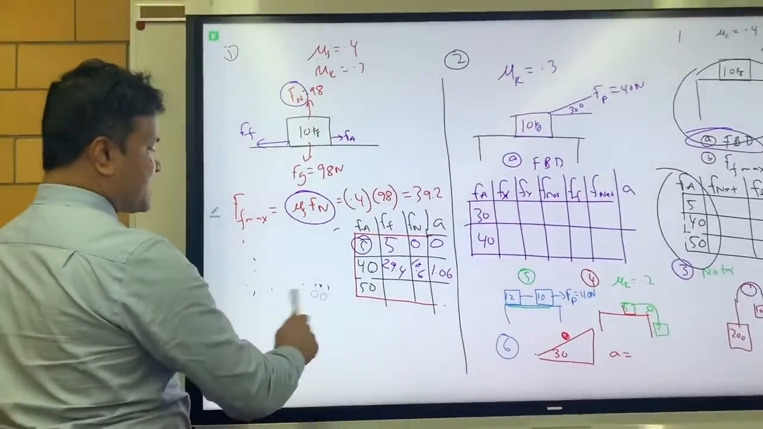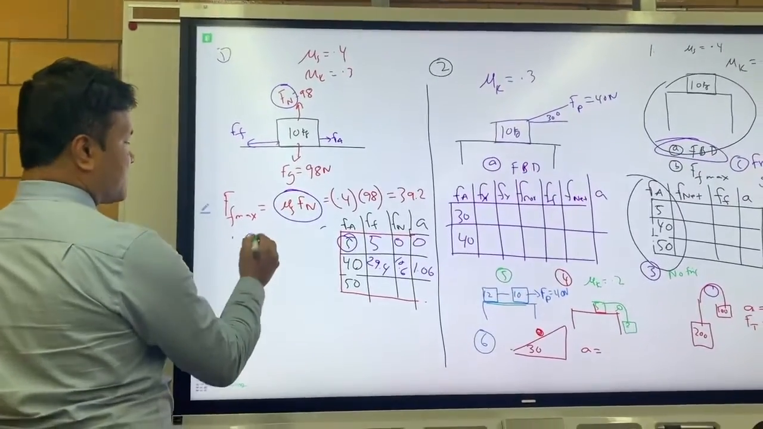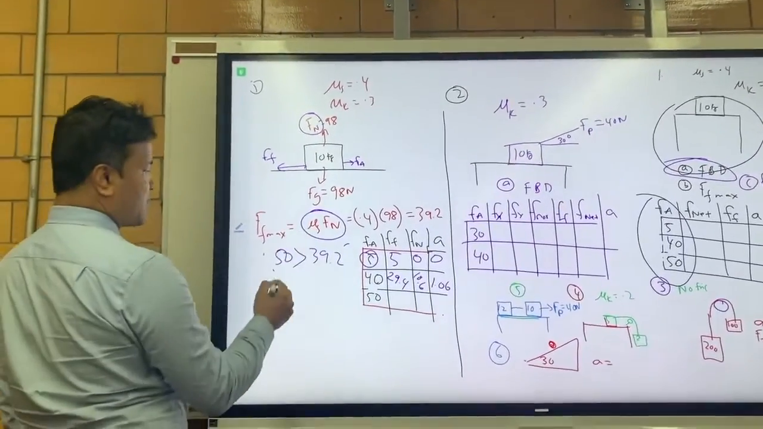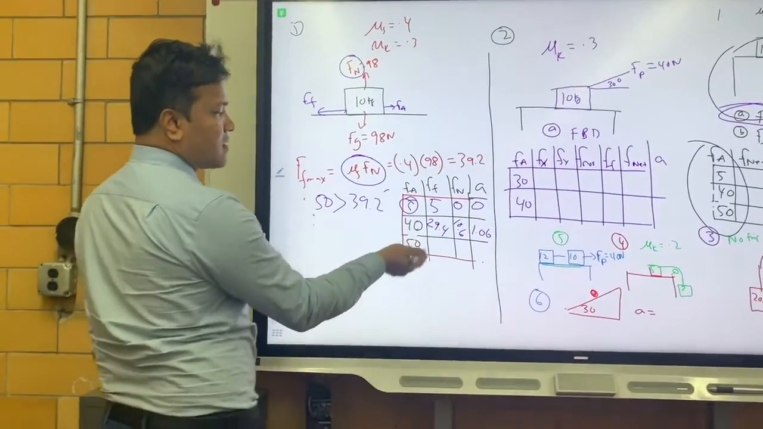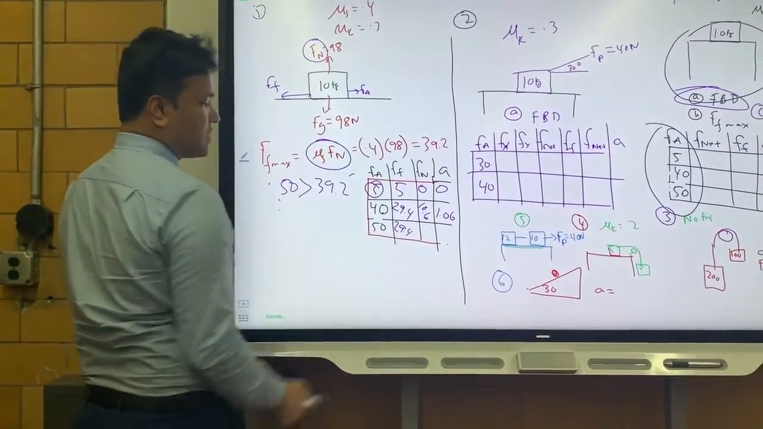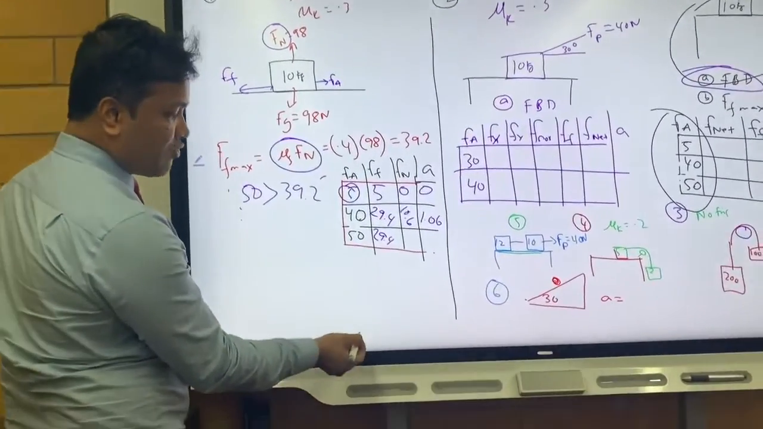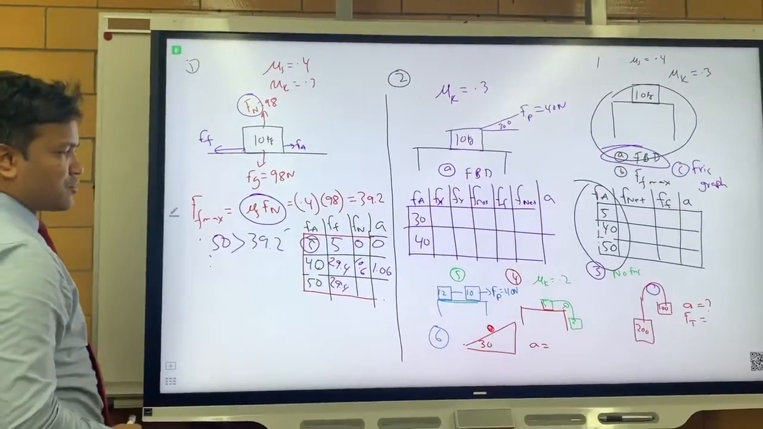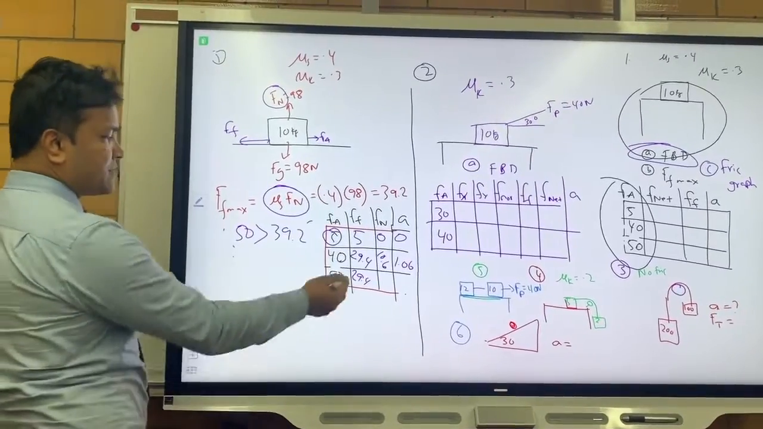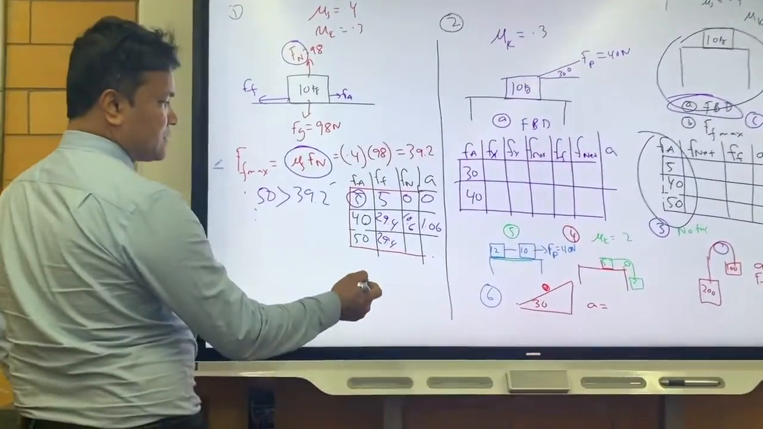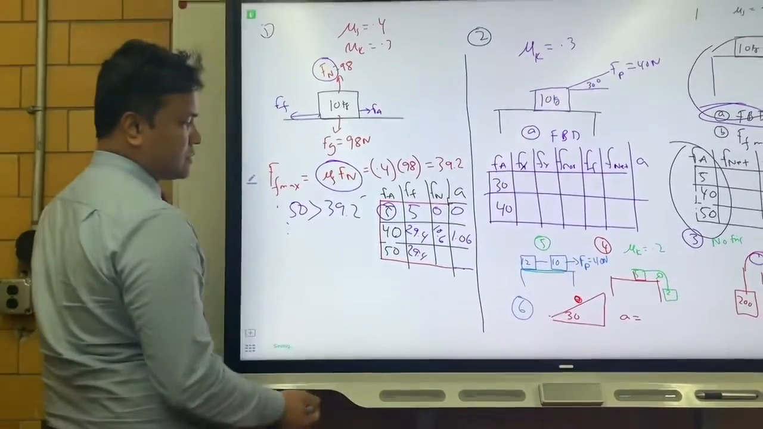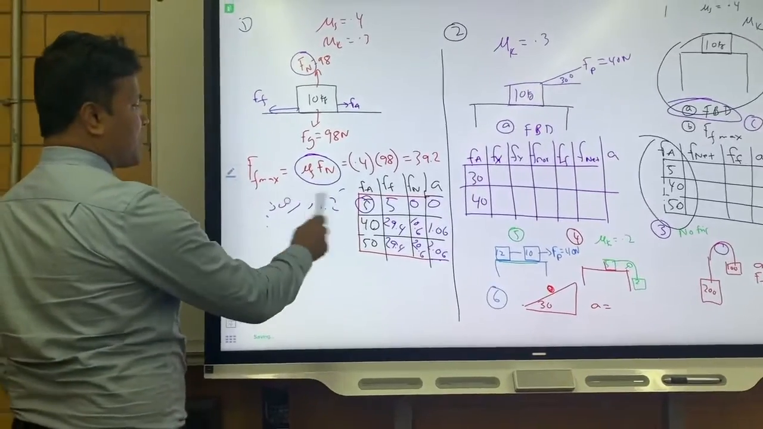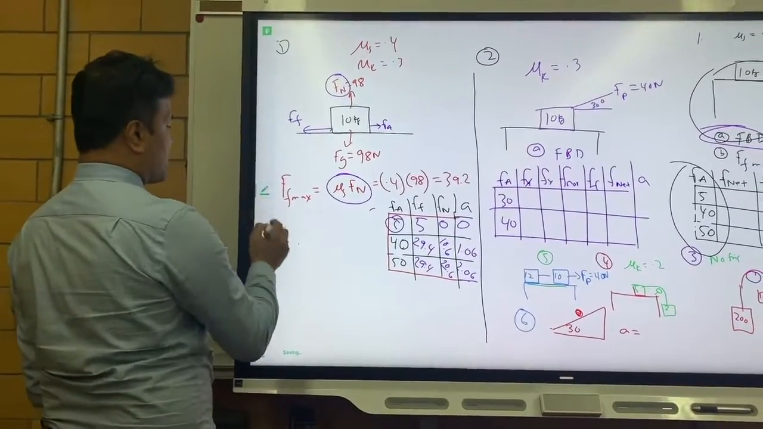As you see, 50 is greater than 39.2. So we must use not this formula, the other formula. In fact, the force of friction will be the same, 29.4. If I have 60, 29.4. If I have 1000, 29.4. Force of friction doesn't change, which I will use the friction graph to show you. Fnet, 50 minus 29.4 is 20.6, and acceleration is 2.06.